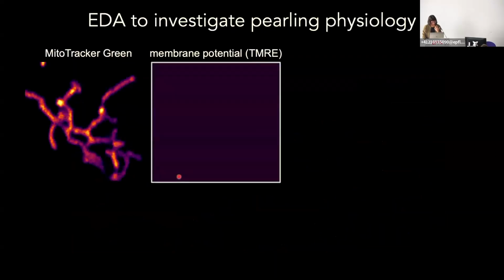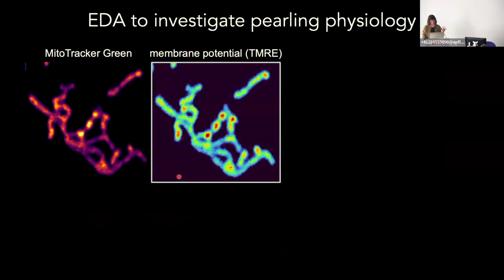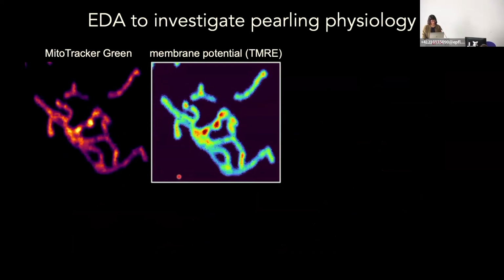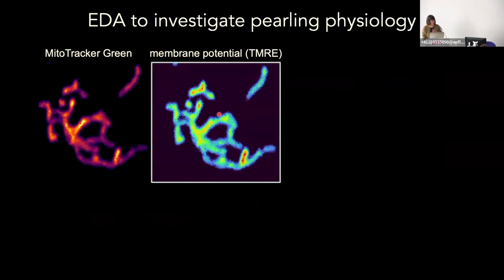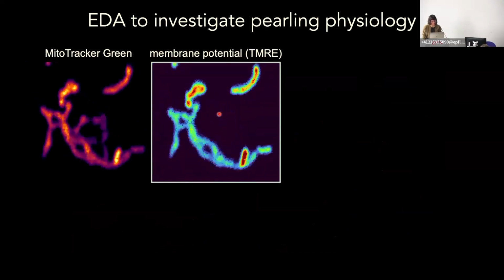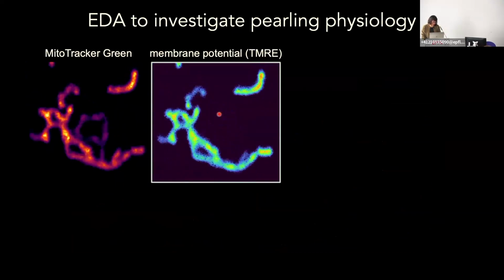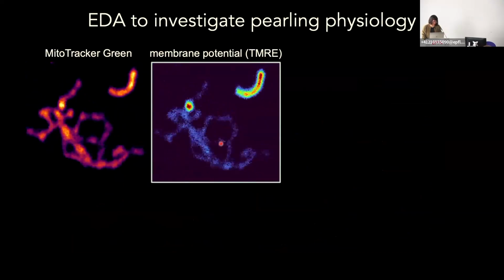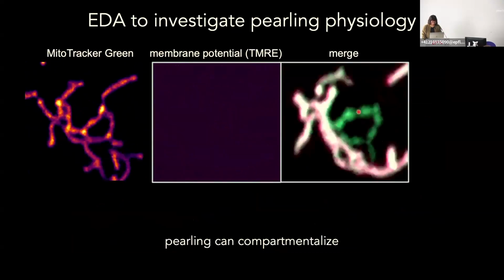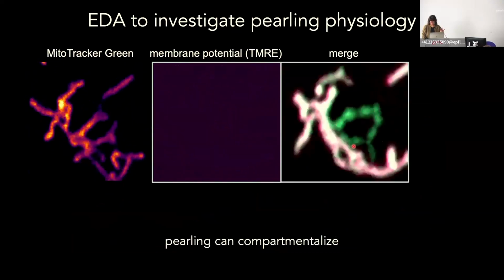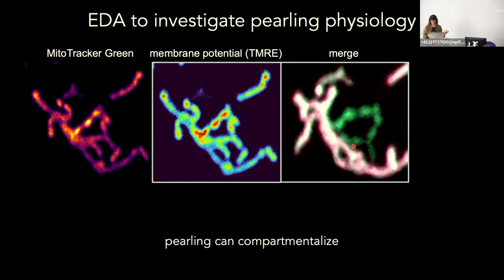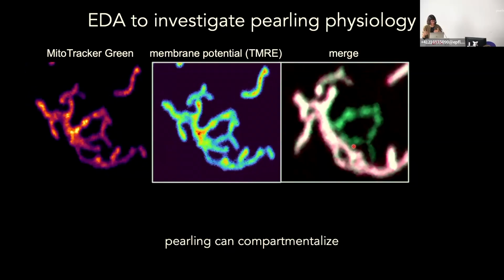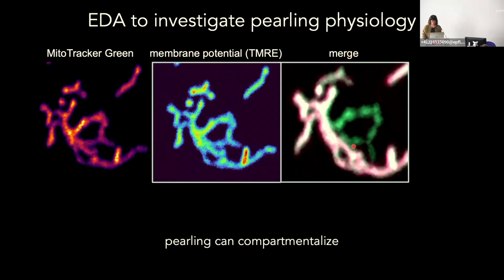We then could use the fact that we have these event-driven acquisitions. We could train a neural network to recognize mitochondrial pearls, and we could turn on the channel to study the physiology just when that pearling transition takes place. And then we can see, for example, that the pearled part of this network is actually where the mitochondria loses its membrane potential. So there's an association between the membrane potential, that is the capacity of the mitochondria to make ATP, and the shape transition.